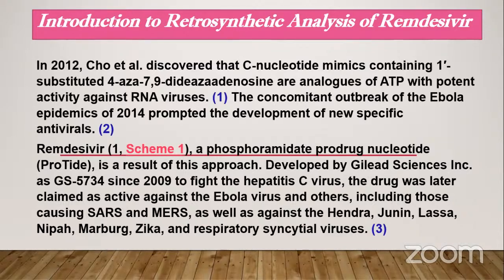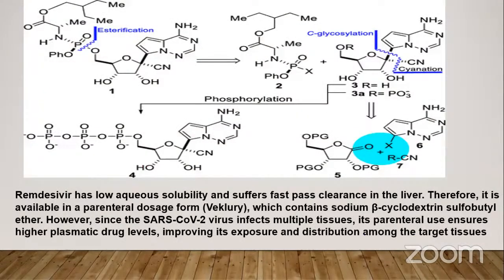The concomitant outbreak of the Ebola epidemic of 2014 prompted the development of this new specific antiviral. If we see this scheme, we can see that remdesivir is a phosphorylated product. It is a result of this approach developed by Gilead Sciences to fight against the hepatitis C virus. The drug was later claimed as active against the Ebola virus and other respiratory syncytial viruses.